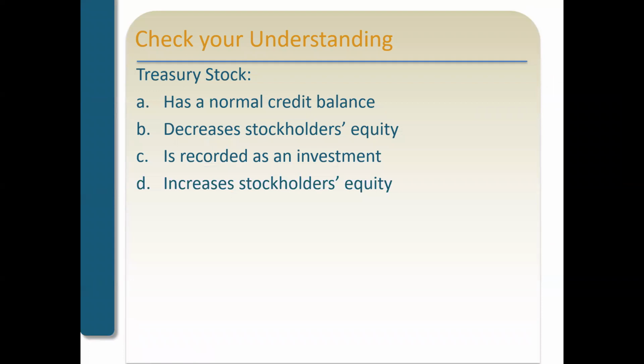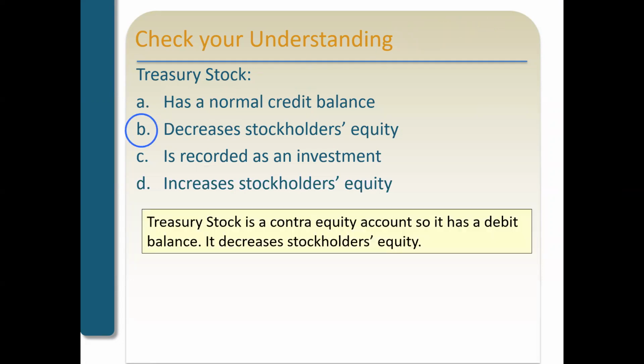Treasury stock has a normal credit balance, decreases stockholders' equity, is recorded as an investment, or increases stockholders' equity. We know it's got a debit balance. We know it is absolutely not an investment. And we know it does not increase stockholders' equity. Therefore, it does decrease stockholders' equity when we purchase treasury stock.